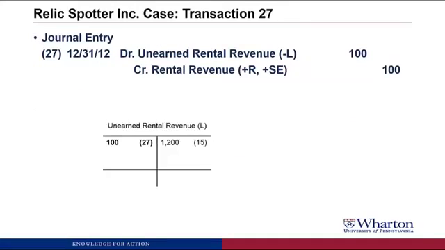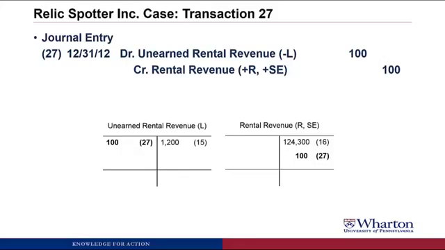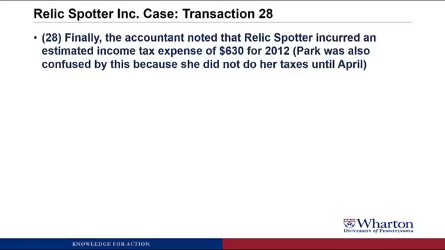We post this to T accounts. We put a debit in unearned rental revenue. So now the balance in this liability is going to be $1,100, which represents how much of an obligation we have on December 31st. We have to deliver 11 more months of unlimited rentals. And then we add a credit to the rental revenue T account.